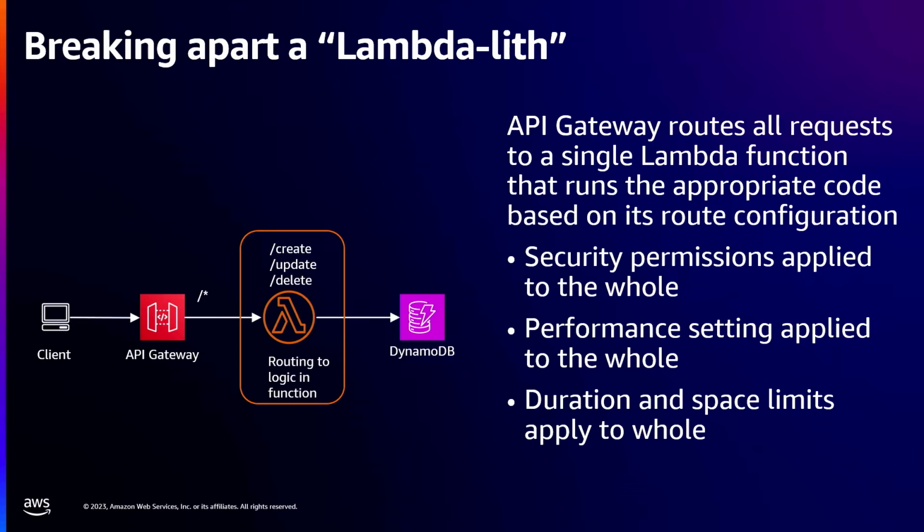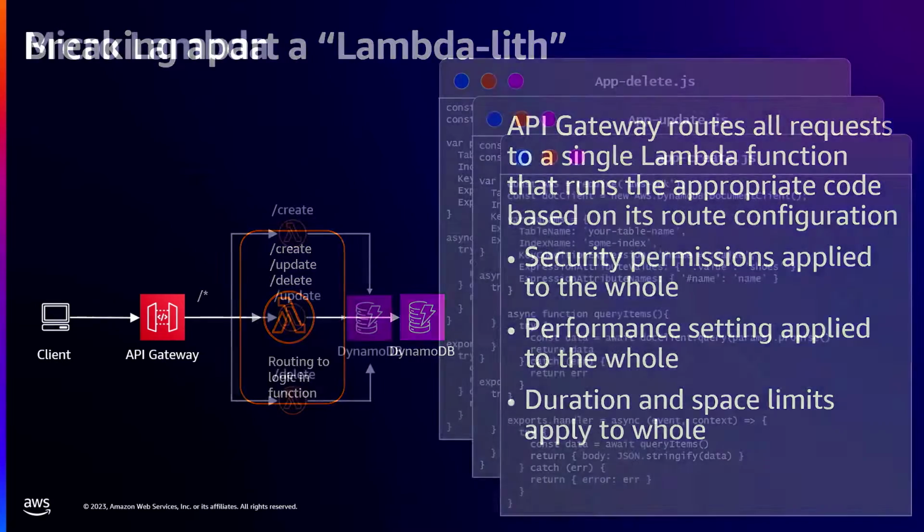I also have to add routing logic in my function to say, based on this inbound request from API Gateway, do I create, update, or delete? And I've got to write that as code in my function if I do it in this way. So I'm adding more and more code to my application, more places where things can go wrong, instead of leaning into this managed service way of doing things.